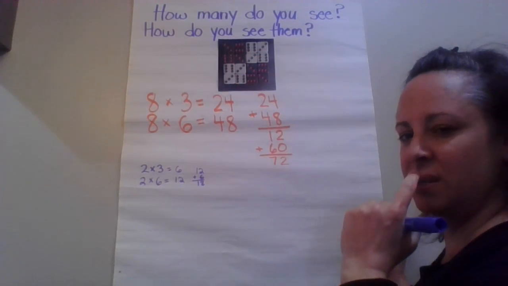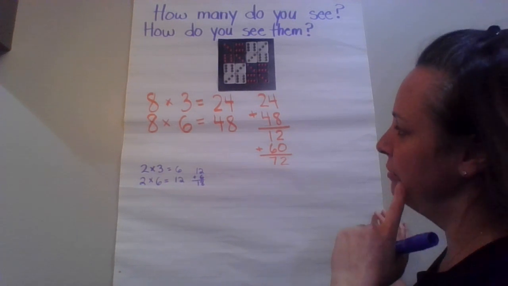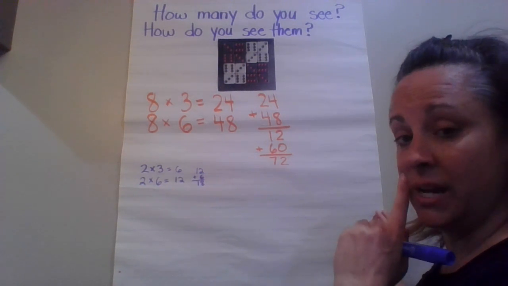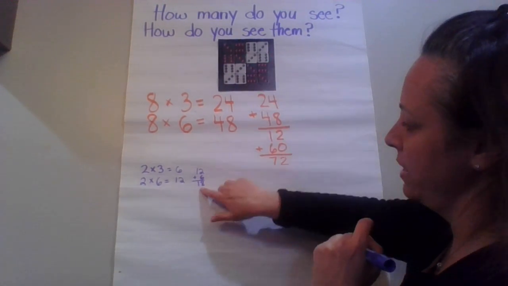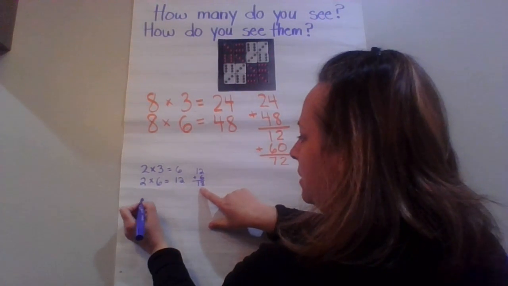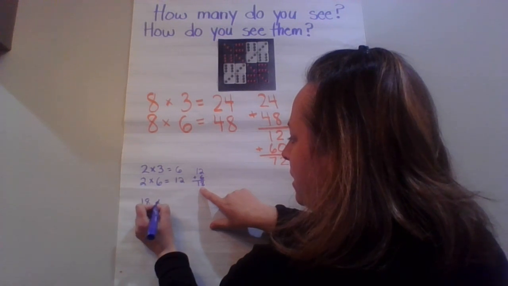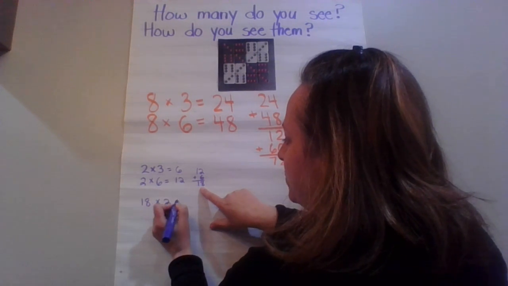Well, if I took my 12 plus my 6 more, that would give me 18. So these 4 dice have 18. How many groups of dark dice do I have? That's right, I have 2 sets of dark colored dice. I have this set and I have this set. So I can take my 18 and I have 2 groups of it.